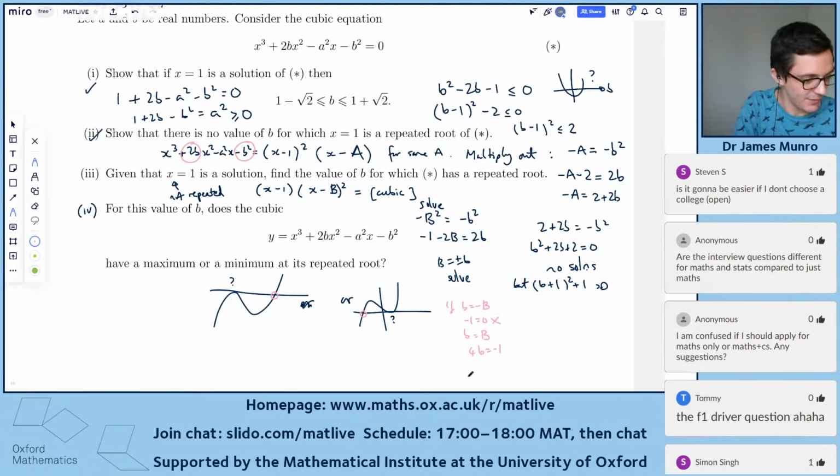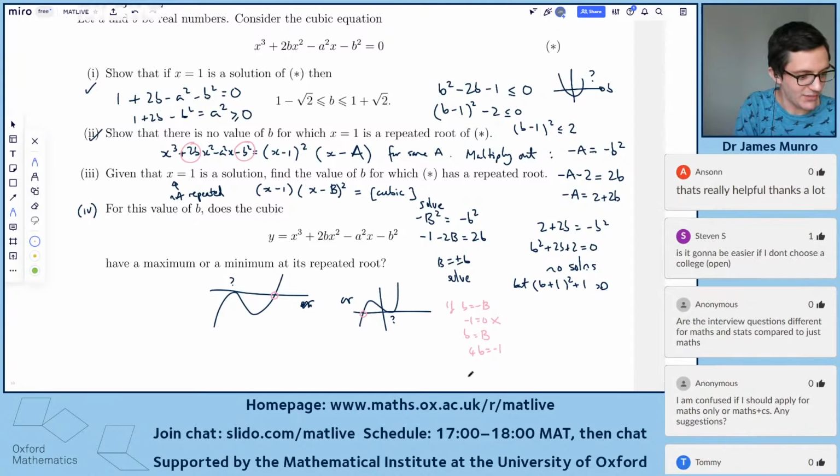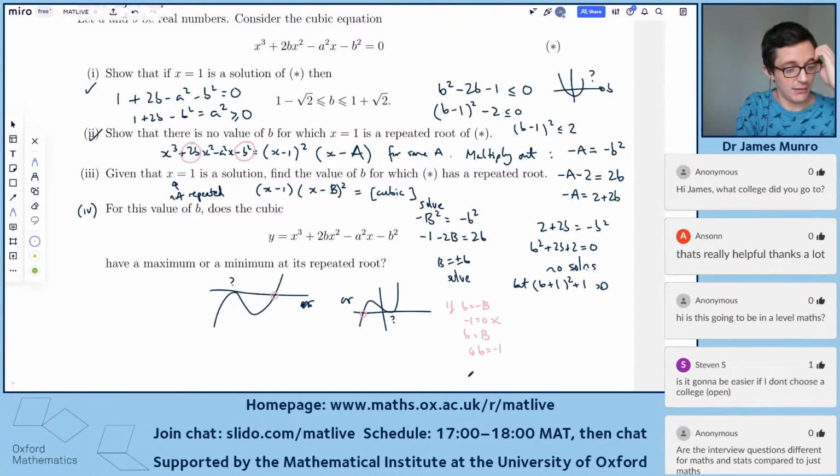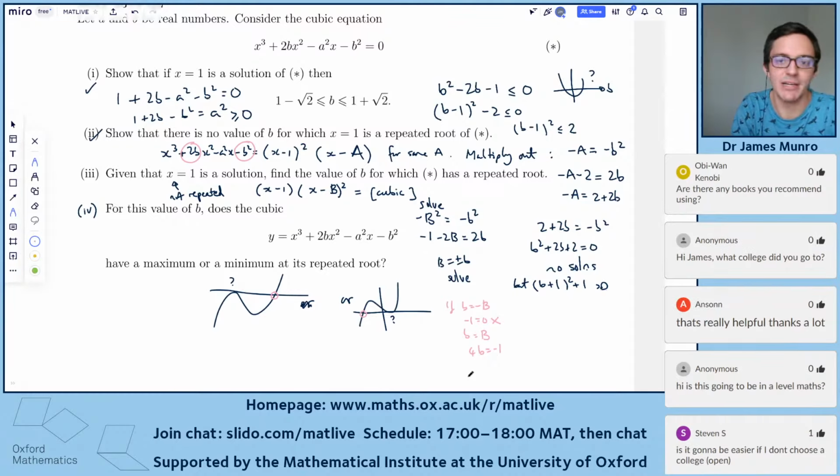Okay, good, right. Is this going to be an A-level maths for someone? Which is a good question. I suppose this is A-level maths, isn't it? This sort of thing is on A-level maths. If you're not doing A-level maths and you're about to do A-level maths, you're going to learn this sort of stuff. Are there any books I recommend?